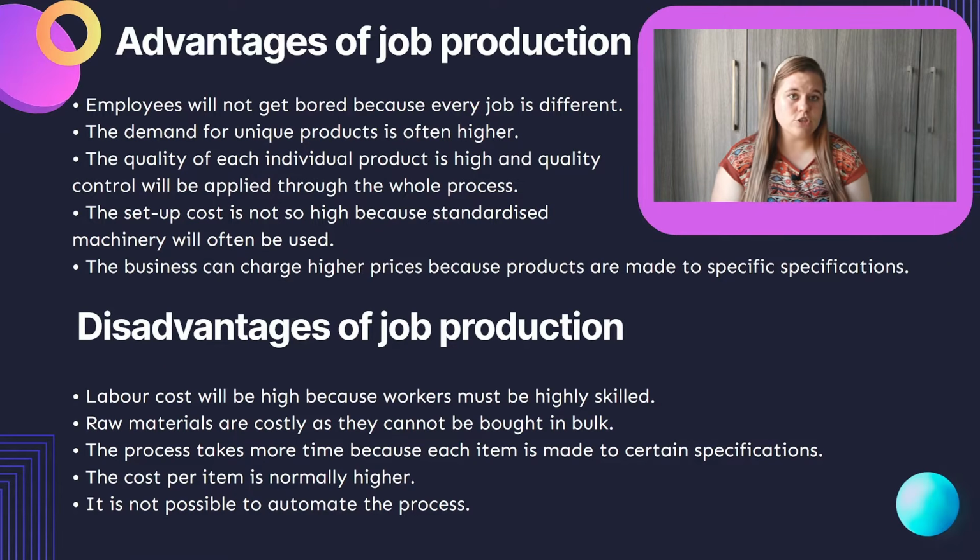The disadvantages of job production. Labor costs will be higher because workers must be highly skilled. Raw materials are costly as they cannot be bought in bulk. The process takes more time because each item is made to specific specifications. The cost per item is normally higher. Why? Because it is specialized.